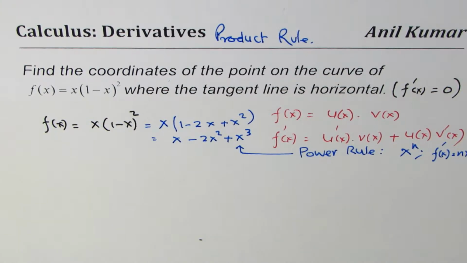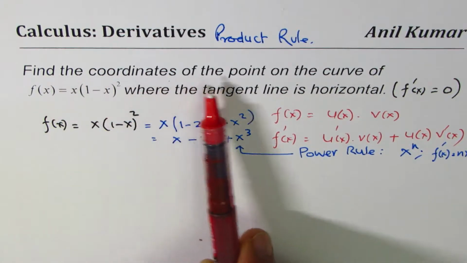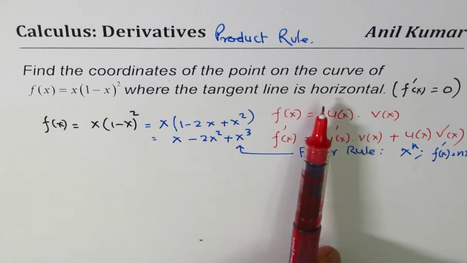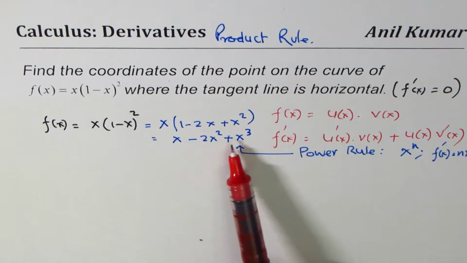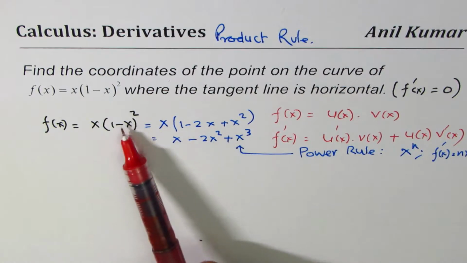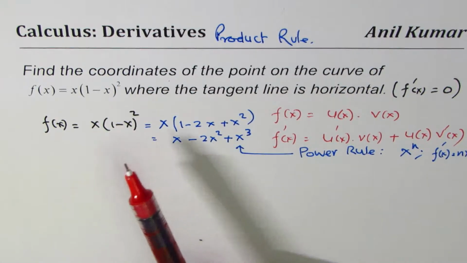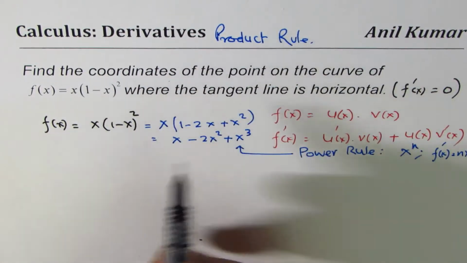Now, it's up to you. Why am I using product rule? Well, let me give you a reason. The question really is, find coordinates of the point on the curve where tangent line is horizontal. So if I have a horizontal line, if I work with this equation, I'll definitely get a quadratic equation. I need to factor and then get the answer. If I apply product rule, I'll get a factored form. So it's kind of the same amount of work, okay? Anyway, we're learning rules, so we'll go with product rule, okay?